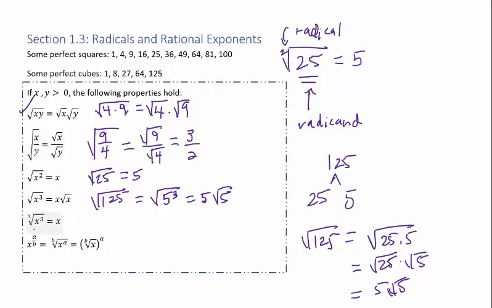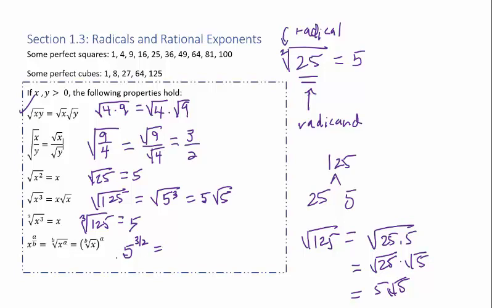Now, the cube root of x cubed is just x, so the cube root of 125 is just 5. And then this last expression, x to the a over b, is actually the same thing as the bth root of x to the a, and that can also be written with the a on the outside of the radical instead. So an example of this is 5 to the 3/2.